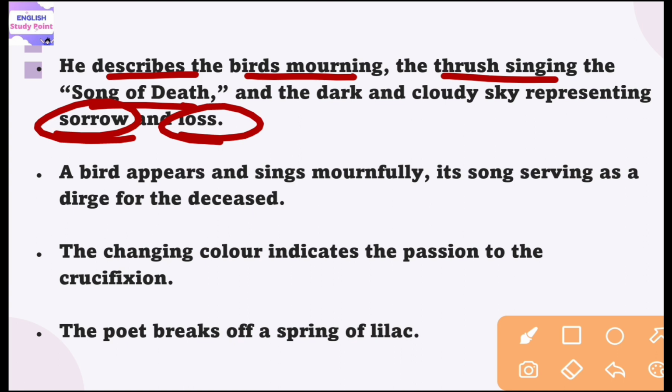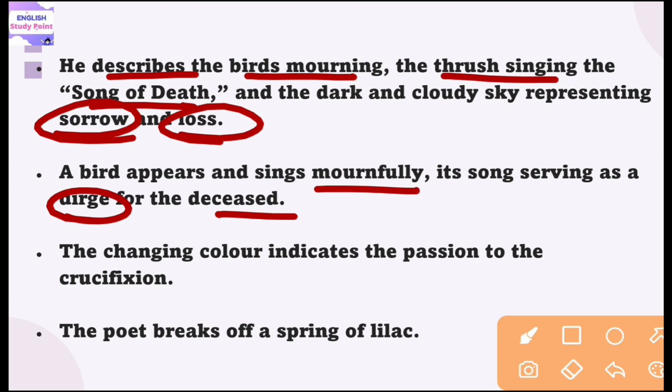Here, poet Walt Whitman uses natural things as a metaphor to convey his emotions. Then a bird appears and sings mournfully, its song serving as a dirge for the deceased. Dirge means a song sung for a dead person. So here the speaker finds solace in singing this song and feels a connection with the bird as they both share the same feeling of grief.